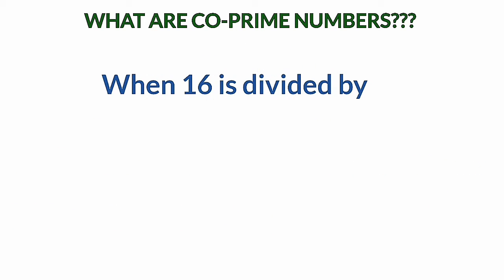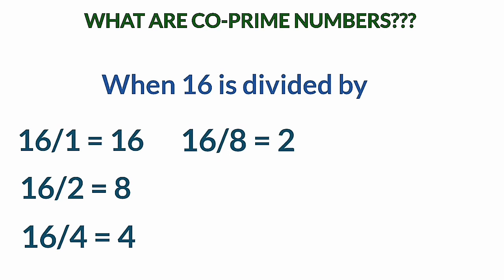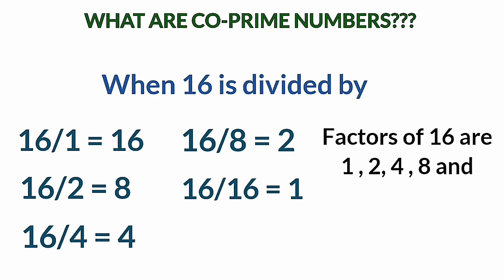Next is 16. When 16 is divided by 1, it gives answer 16. When 16 is divided by 2, it gives answer 8. When 16 is divided by 4, it gives answer 4. When 16 is divided by 8, it gives answer 2. And when 16 is divided by 16, it gives answer 1. It means factors of 16 are 1, 2, 4, 8 and 16.